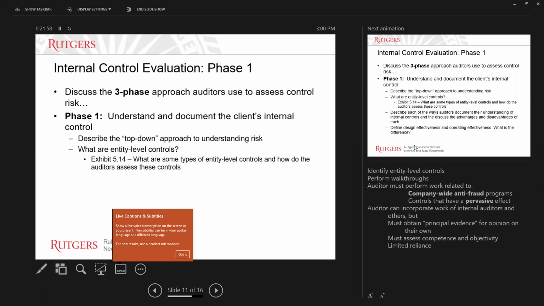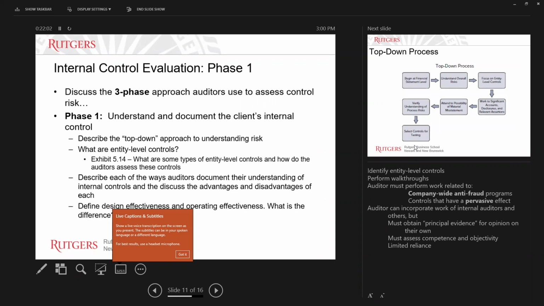Auditors assess these controls later. Don't worry. But this whole phase is about the fact that auditors need to document their understanding of internal controls. And there are 4 ways that the auditors can do that.